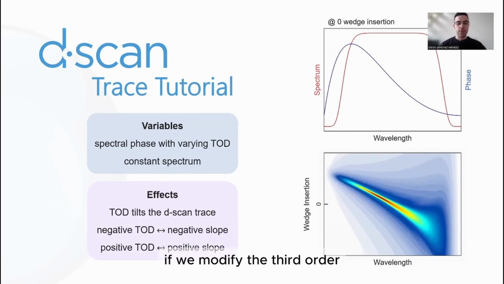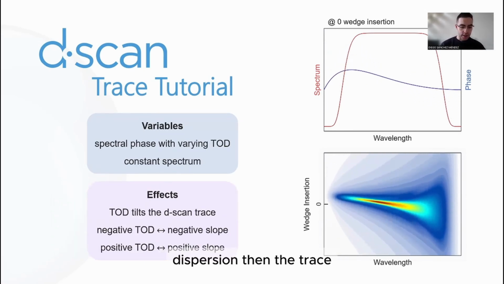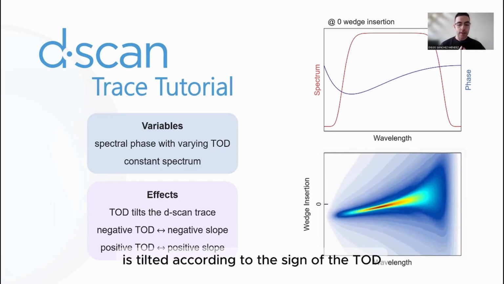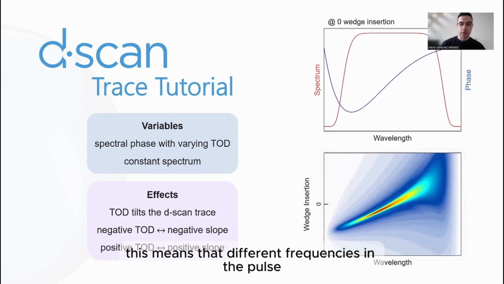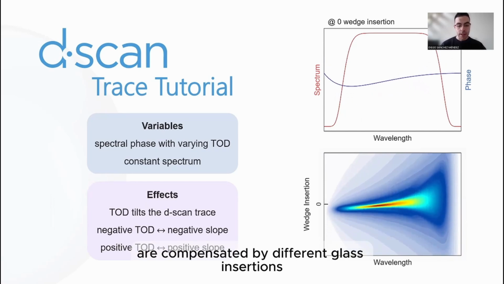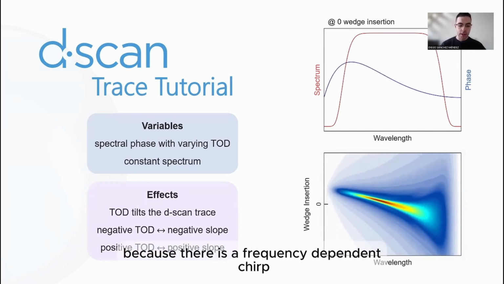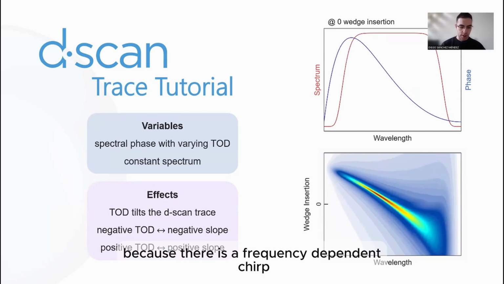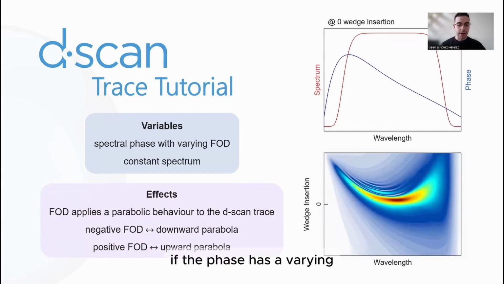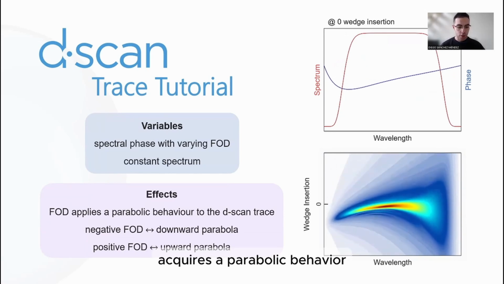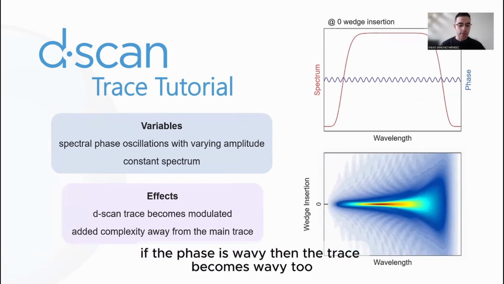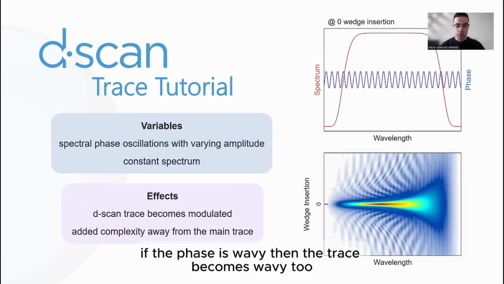To compensate for it perfectly, we need a bigger glass insertion in the wedges, and this insertion will shift down the trace. If we modify the third order dispersion, then the trace is tilted according to the sign of the TOD. This means that different frequencies in the pulse are compensated by different glass insertions because there is a frequency-dependent chirp. If the phase has a varying fourth order dispersion, then the trace acquires a parabolic behavior. If the phase is wavy, then the trace becomes wavy too.